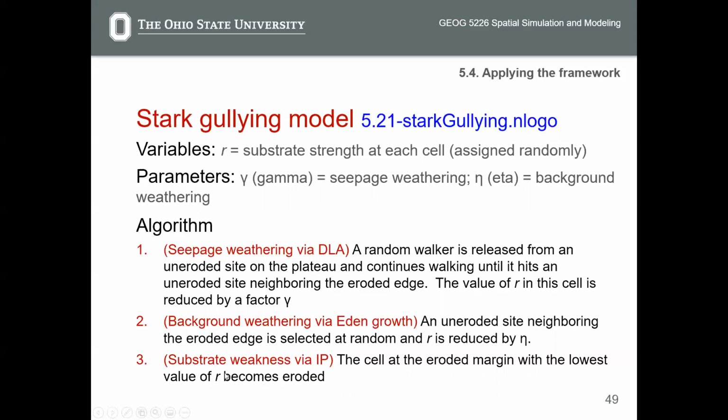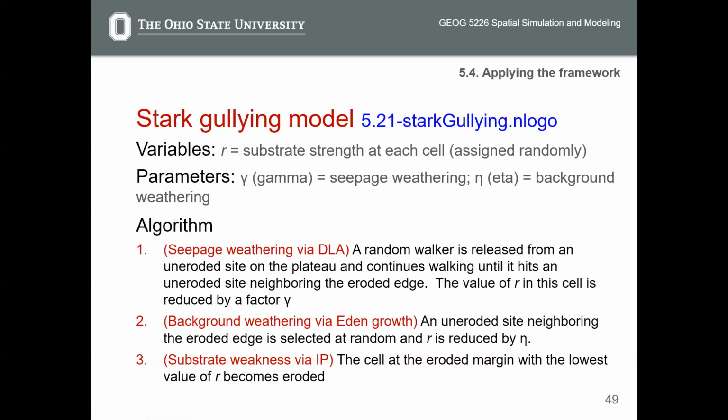Okay, and we care about resistance because this eroding process will always choose the cell with the least R to occupy. But R can be affected by what? By seepage weathering and background weathering. And these two processes, again, they are addressed by factor gamma and by factor eta. These two parameters will reduce the value of resistance. And eventually, what? These two types of weathering will affect the eroding process.